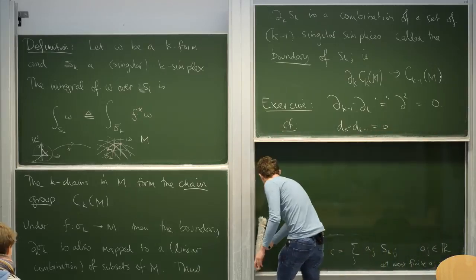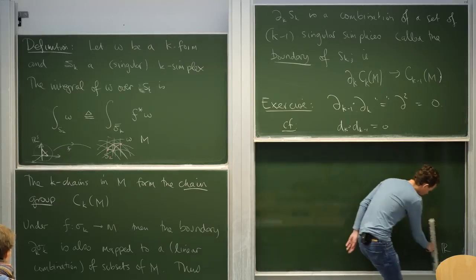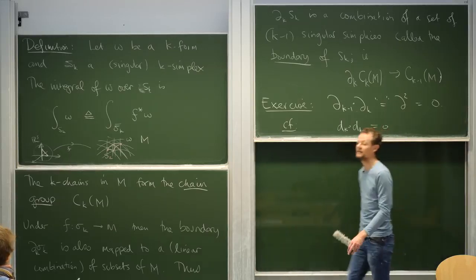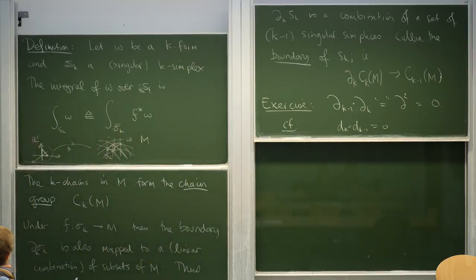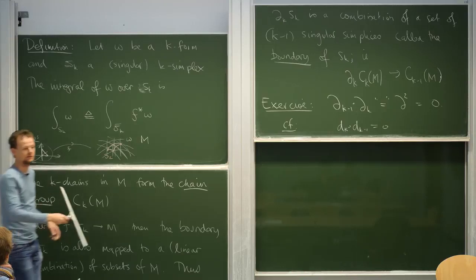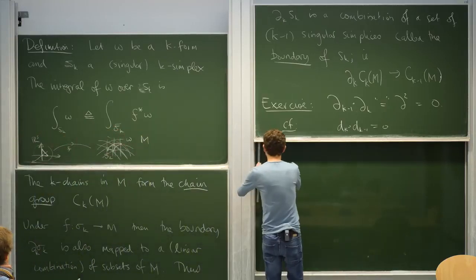you might wonder what on earth is the integral of such a thing, the integral of a 2-form, say, over a collection of singular 2-triangles. How would we define it? Well, everything's linear, and finite.